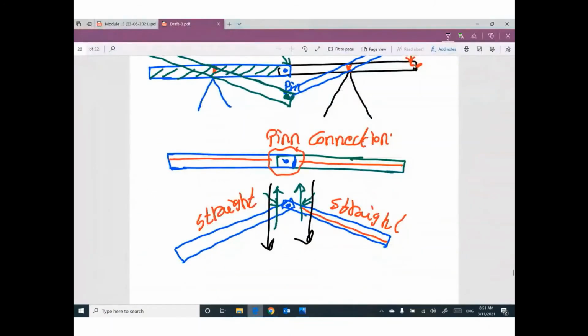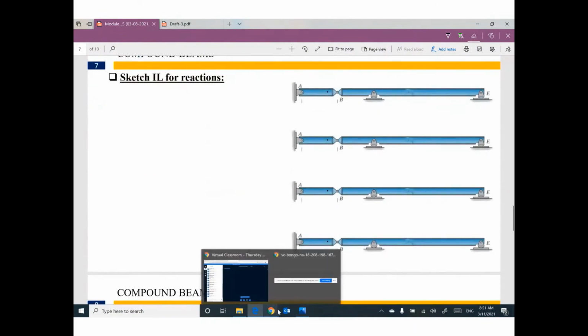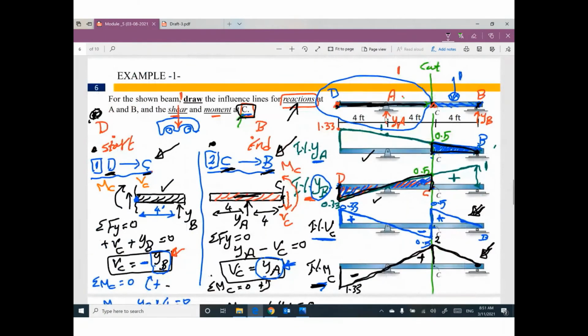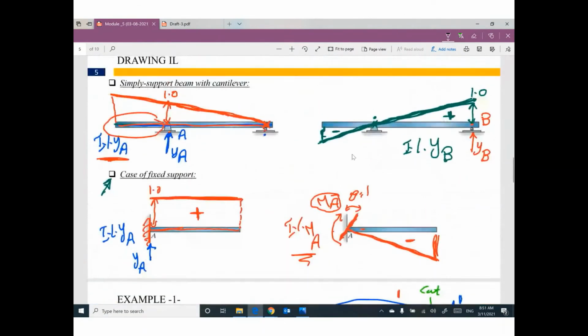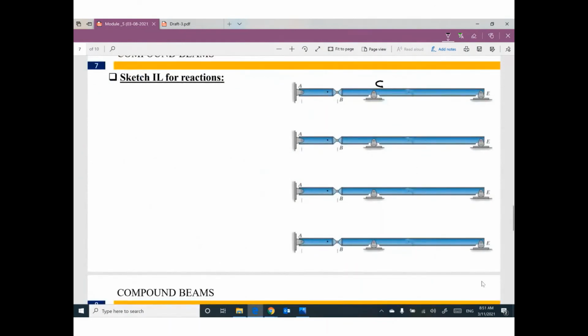Okay. Let's start to think about this compound beam. Compound beam, what do you mean? We have many supports. We have support at E. We have support at this one. Let's say this one is AB, so C and D, E. So we have many supports. Just to remind you, for this sketch, we have only two supports, or in this case only one fixed support. But in this example, we have many supports, more than two.